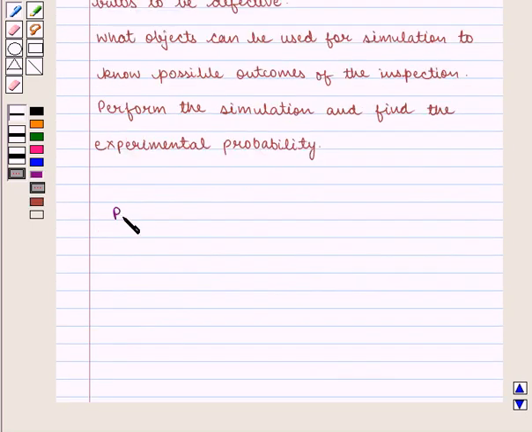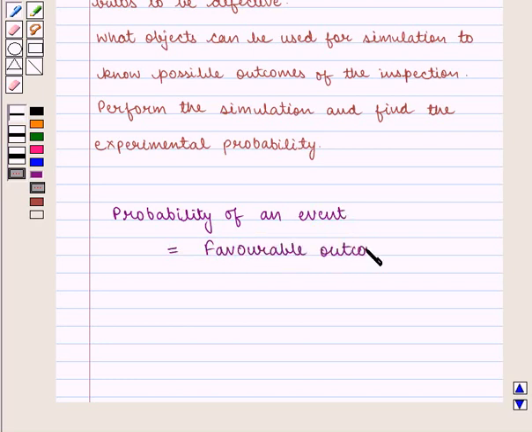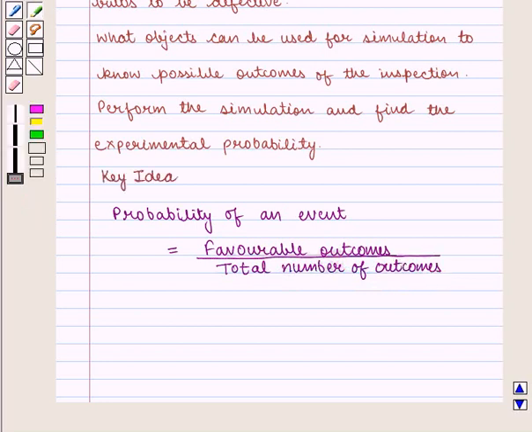We know that probability of an event is given by favorable outcomes upon total number of outcomes. With this key idea, let us proceed to the solution.